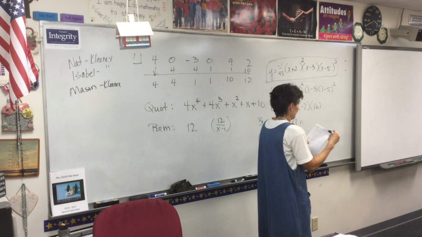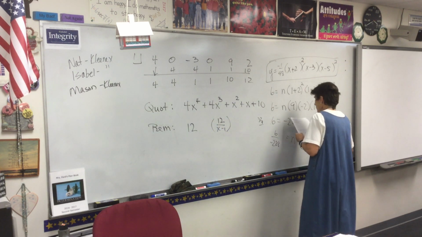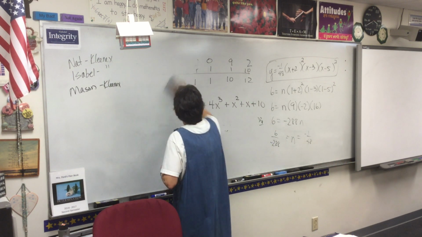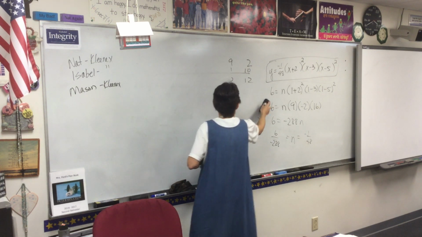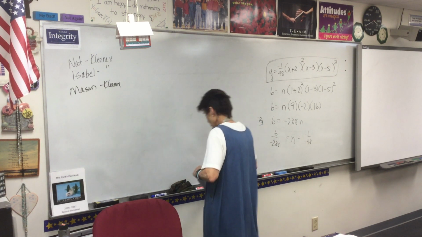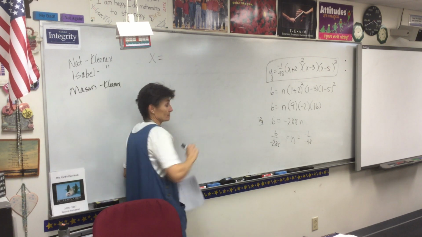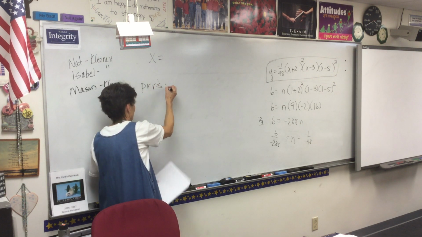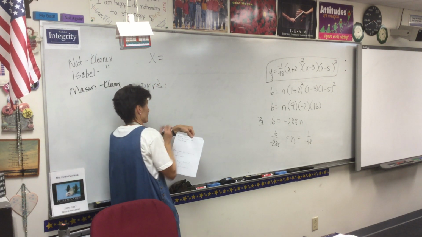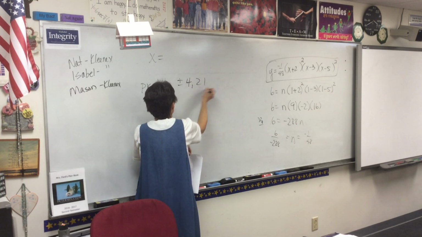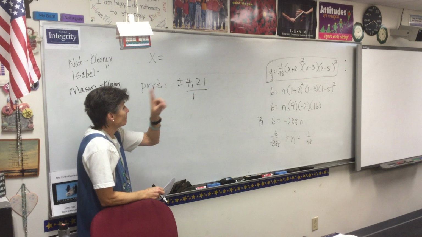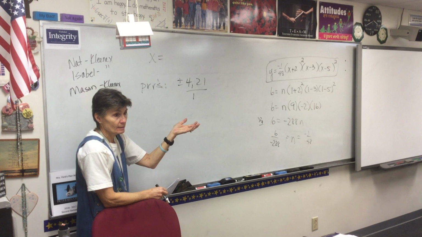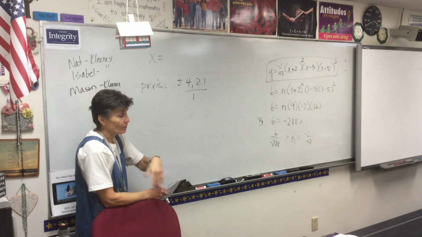All right, number 5. List the possible rational roots and find the roots. So this time, our answer is going to be x equals. All right, so what are the PRRs for this problem? 4, 2, and 1 over 1, that's it. Factors of last, which is 4, over factors of first, which is 1, and always plus or minus.